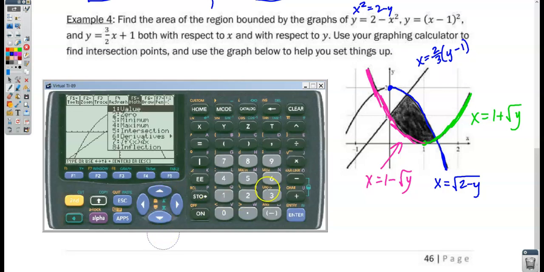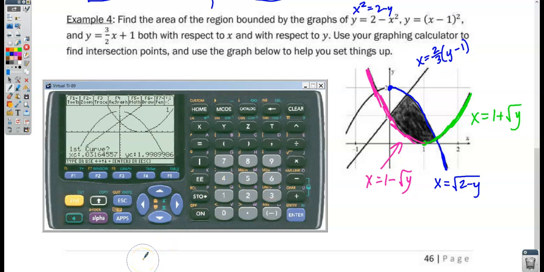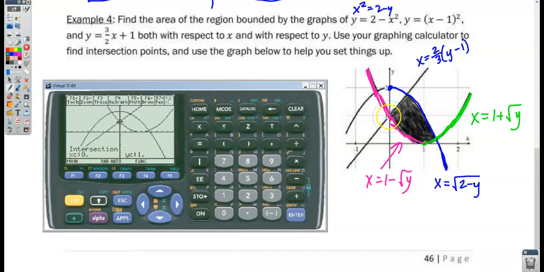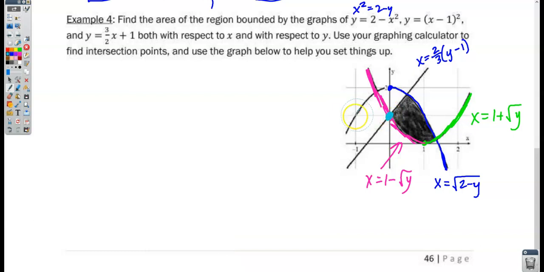Now I want to find my intersection points, so let's go ahead and do that. We're first going to find where the bottom parabola hits the line. First curve, second curve, lower bound, upper bound. And so this intersection point is at 0, 1. It's that intersection point right there.